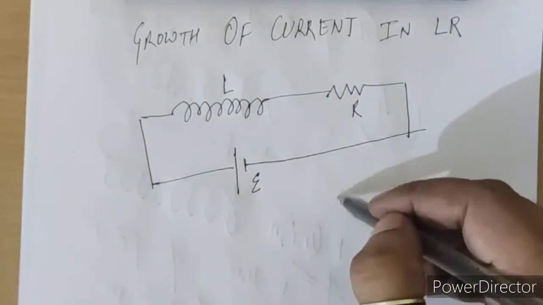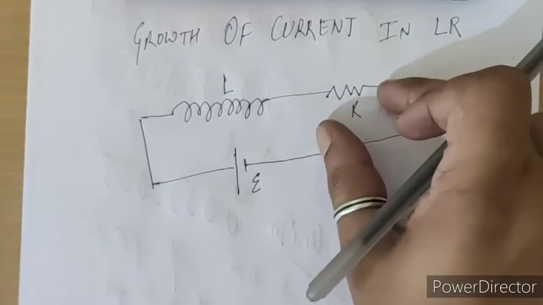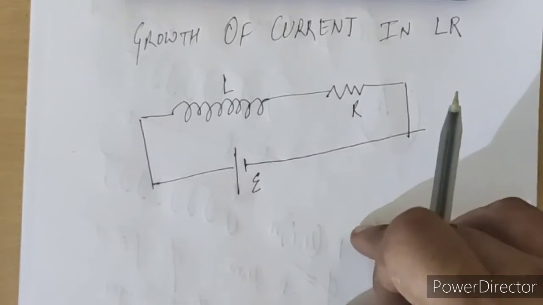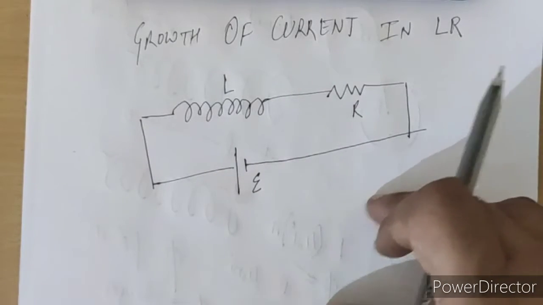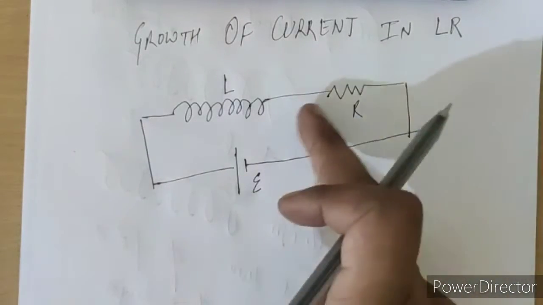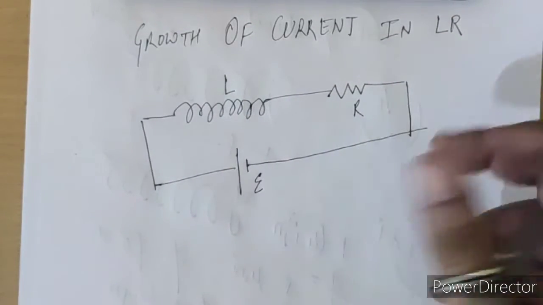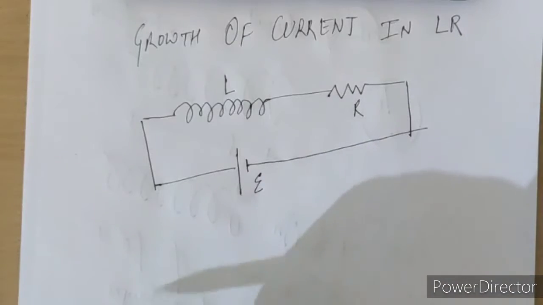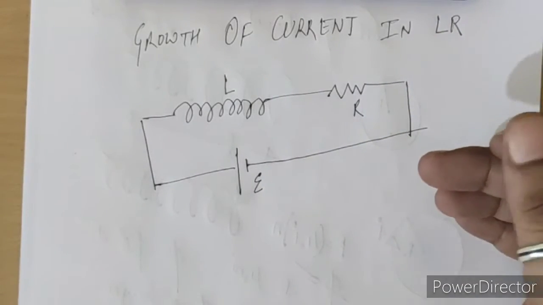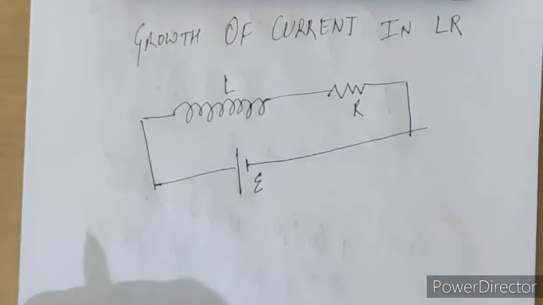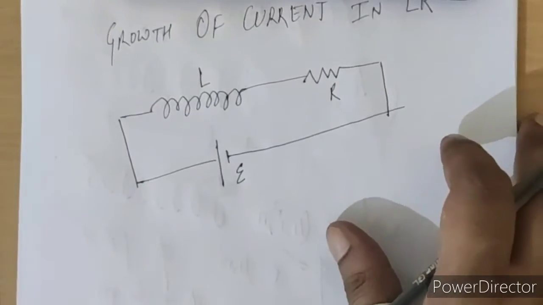Is it like E/R? If you put a battery in this resistance, does it immediately go to E/R current, or does it take some time to go? And when we put an inductor, does it immediately go to E/R, or does it take some finite amount of time to go to the E/R value, or does it even go, or does it take infinite time to go to that level? So we need to see.